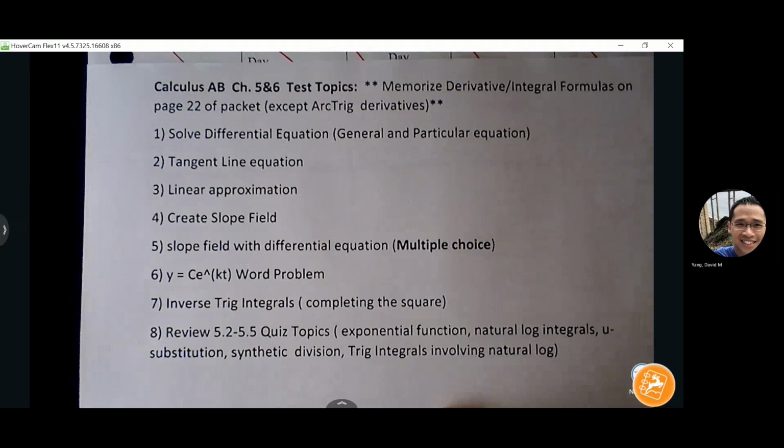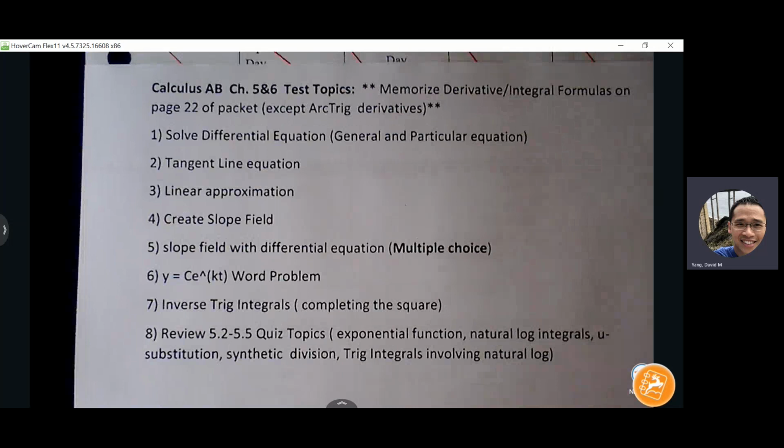Okay. Any questions about the test? And then calculator allowed. You'll get to use your calculator on Friday. Okay, so let's go to page 3 in your packet.